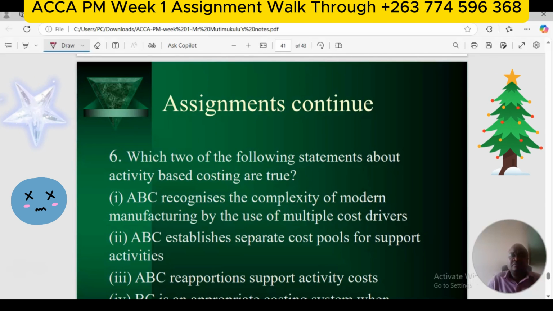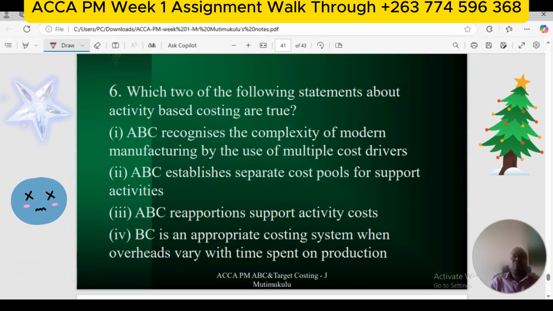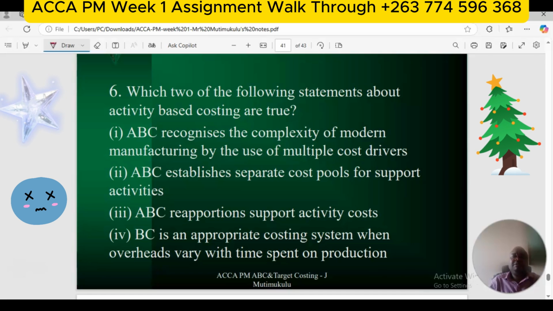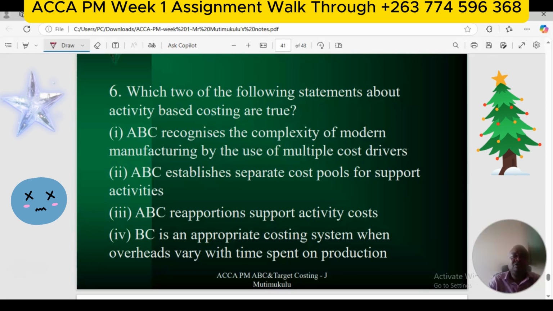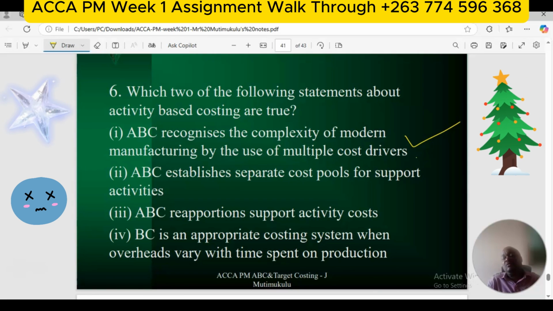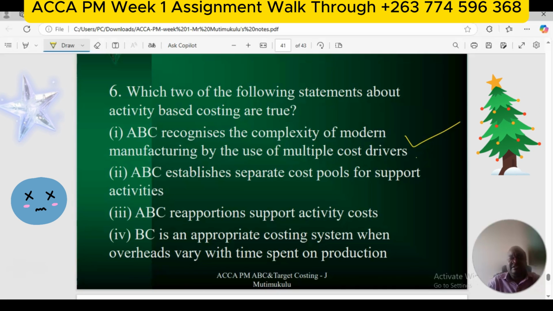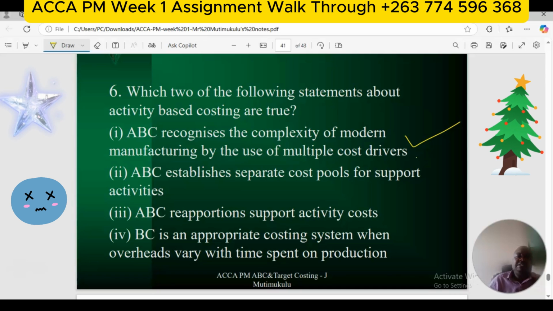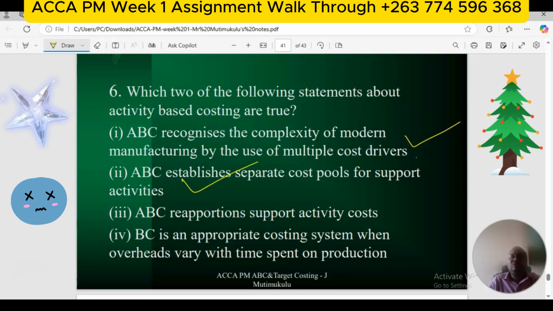Which of the following statements about activity-based costing are true? One, ABC recognizes the complexity of modern manufacturing by the use of multiple cost drivers. That's very, very true. It's in line with the principles of modern manufacturing systems, and it's very relevant. Two, ABC establishes separate cost pools for support activities. Yes, there are some separate cost pools.